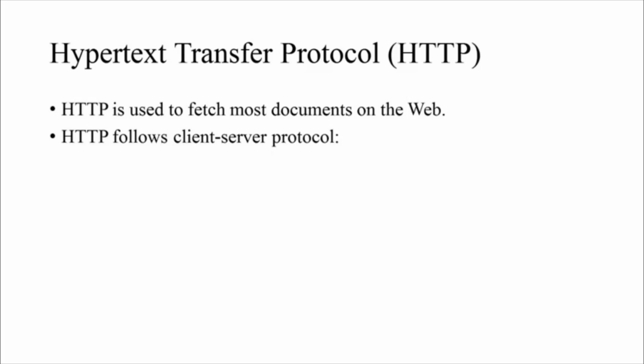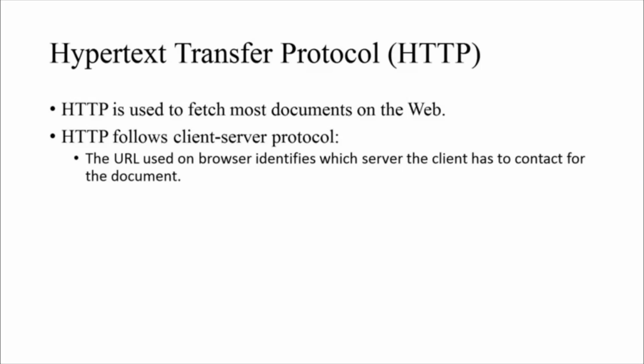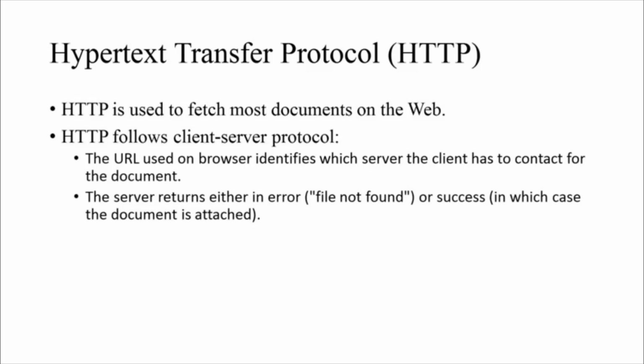On the browser, when you paste the URL, in my case google.com, it identifies which server you are going to contact for the document. So my server was Google and I was asking for client server architecture. Now the server either returns, in case it doesn't find what you want, file not found, or if it finds it, it returns success and returns the document attached in its response. And when the document is attached in its response, it is displayed on the web. So this is a simple protocol, HTTP.